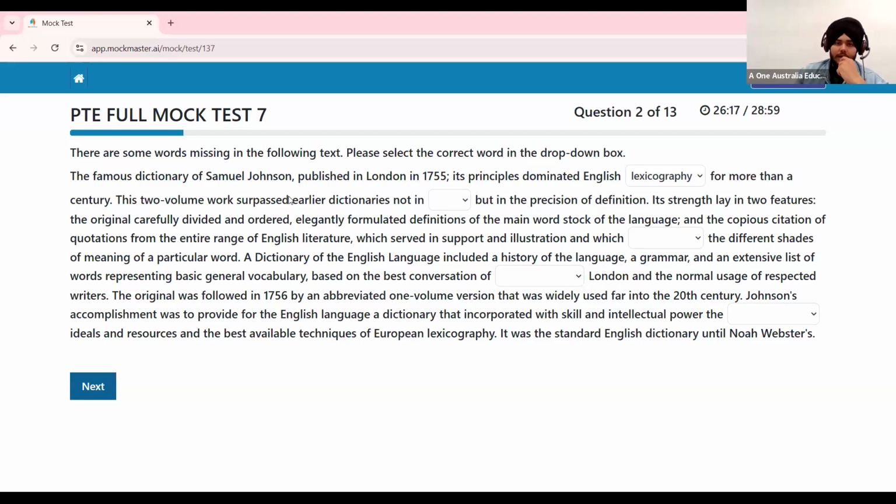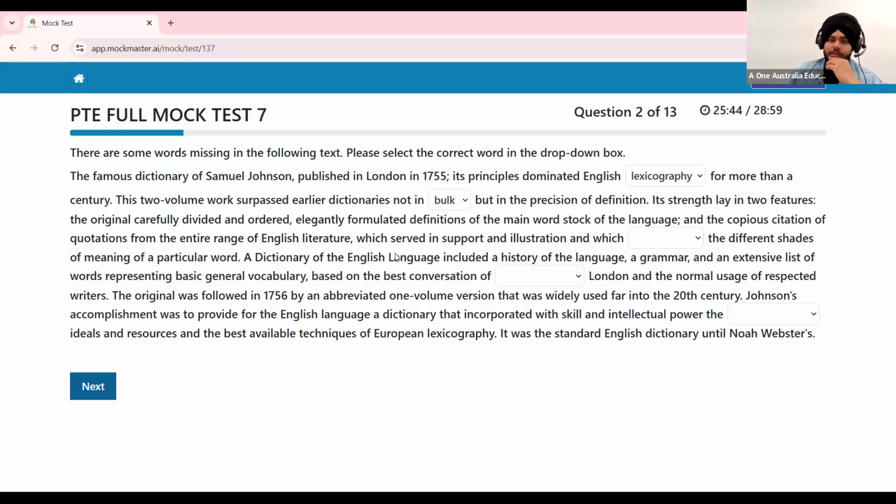Here, see, if I start from here, earlier dictionaries not in dash, I can't understand. This 2-volume work surpassed, that is my main point. Surpassed earlier dictionaries means now there is a new dictionary that has crossed earlier dictionaries, not in dash, but in the precision. Means now they are more precise, but they are not dash. So they are not more bulk, means they do not have many more words, but they have more definitions.